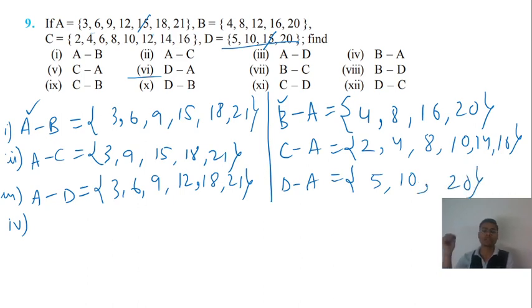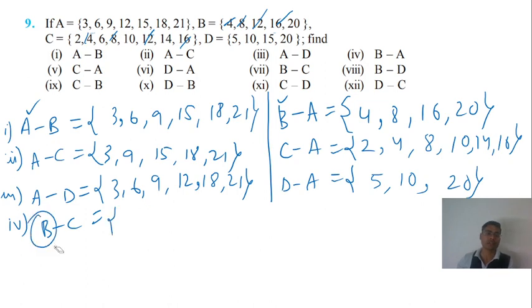Now we will have to do B difference C. So for B difference C, we will have to find the common elements between B and C. So B and C have 12 common, 8 common, 4 common and 16 also common. After removing all of these, what does B have left? Okay, so B has left only 20. 20 will be the answer.